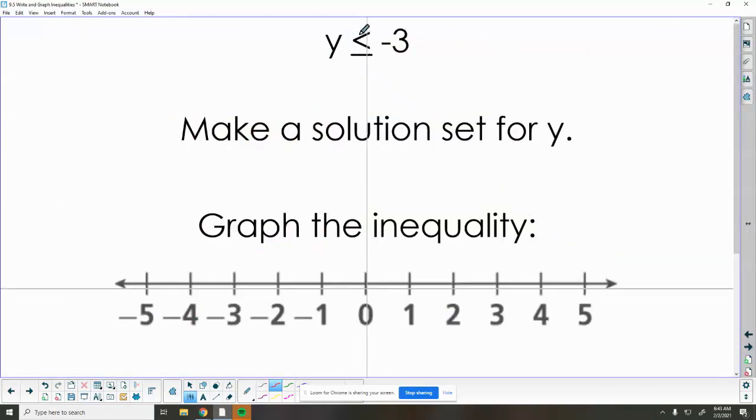So Y is less than or equal to -3. So the first thing we want to do is make that solution set. So what are 3 things that Y could equal? So remember, our first question is always, can it equal -3? And yes, it can, because it's got this equal sign. So I always like to include that when I can. So I want you to come up with 2 other solutions for Y that are less than -3.